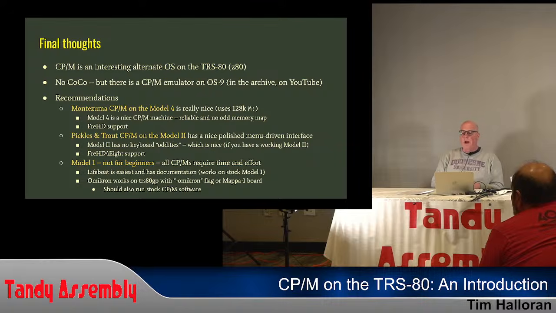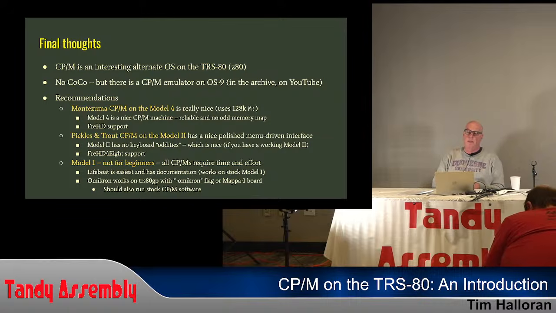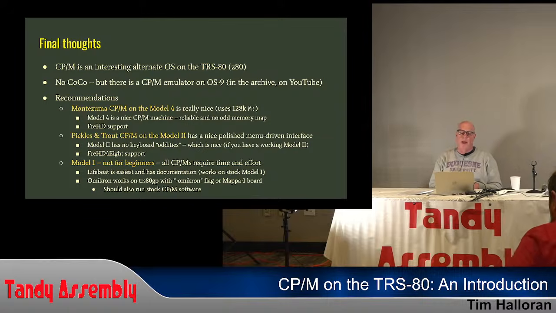Recommendations. If you have a Model 4, the Montezuma CPM is really, really nice. It uses the 128K for the MEM device. The Model 4 in general is a really nice CPM machine. It's reliable, it doesn't have any weird memory mapping, and it has good Fred support, which supports at least Montezuma CPM. So it's a really nice CPM computer.